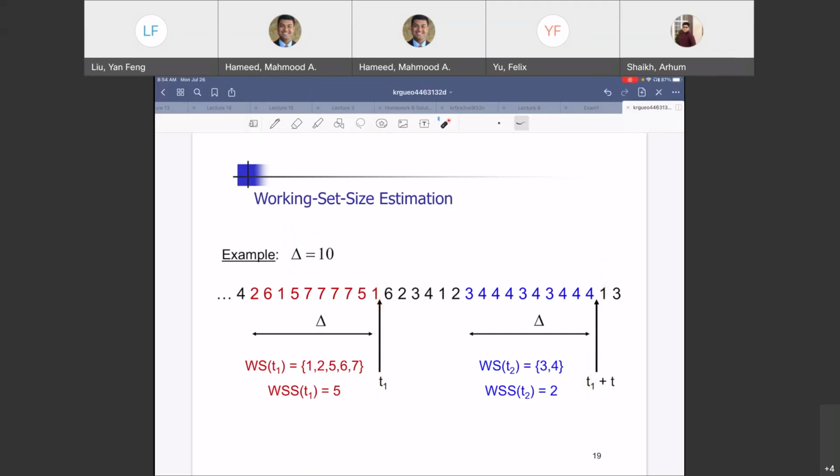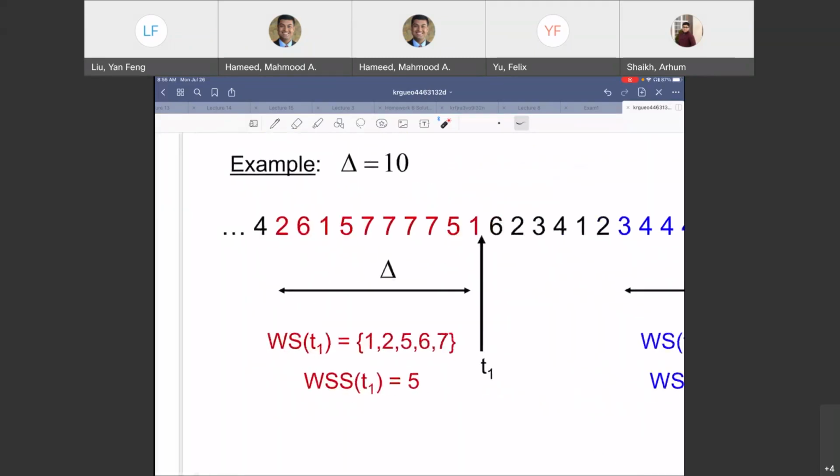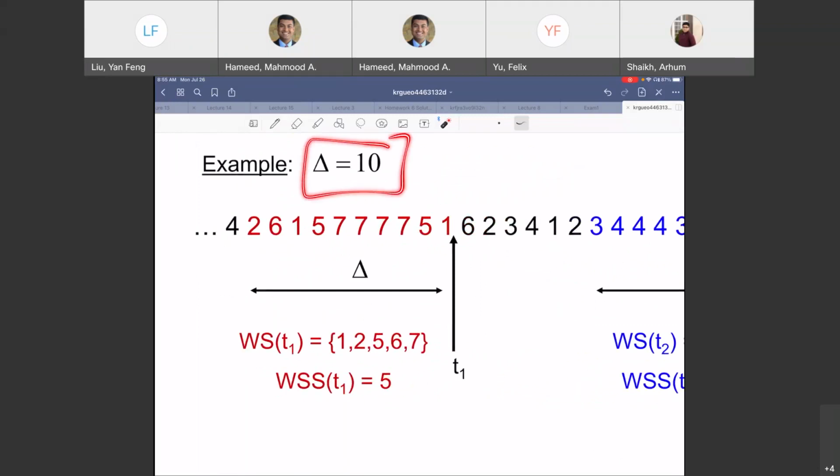We are making this estimation of working set and working set size at 2 different times. One at T1, one at T1 plus t. So if you look at the last 10 page references at the time T1, what do you have? The working set is going to be 1, 2, 6, 5, and 7. That's my working set. My working set is the unique page requests that have come in.